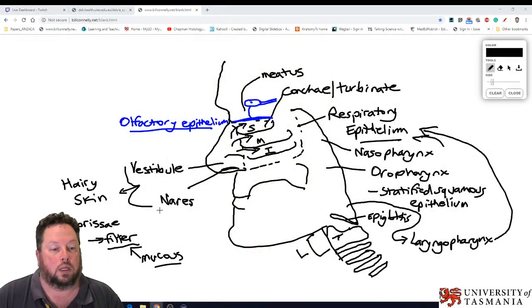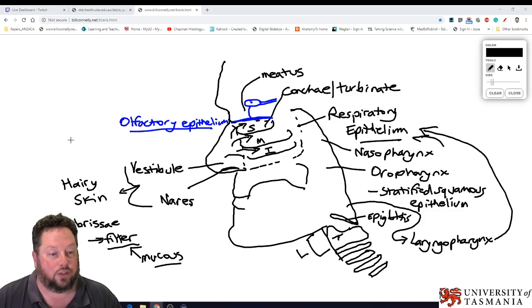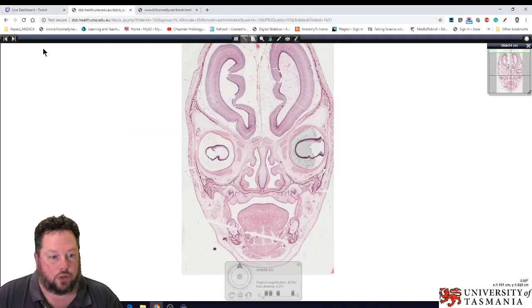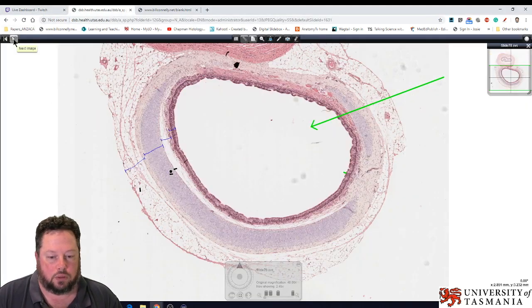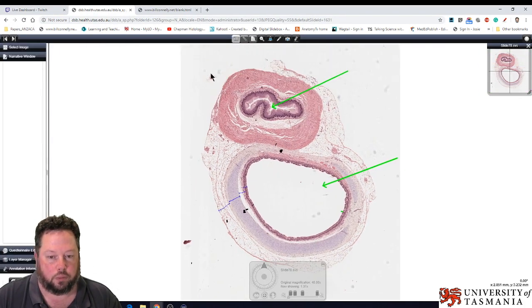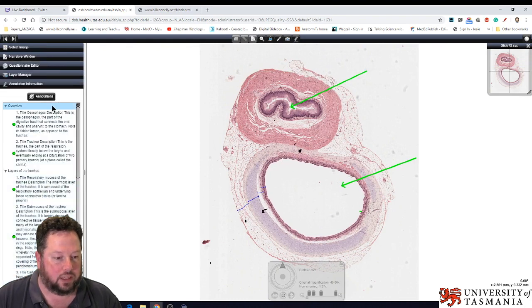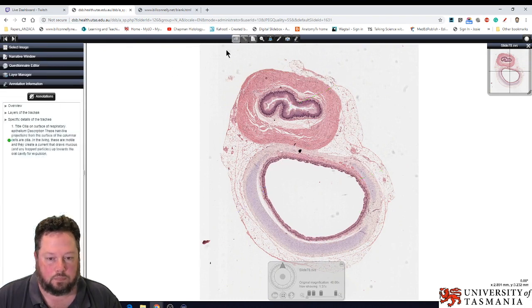So then the air moves down the respiratory tract from the larynx to the trachea. So we're going to move now to look at the trachea. Again, I'm just going to zoom out a little bit to put everyone into context. I'm just going to get rid of the annotations here.